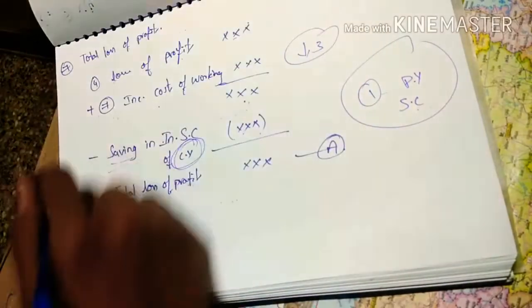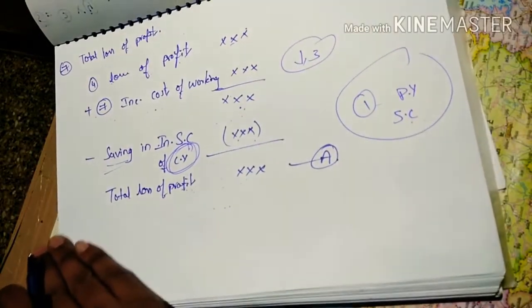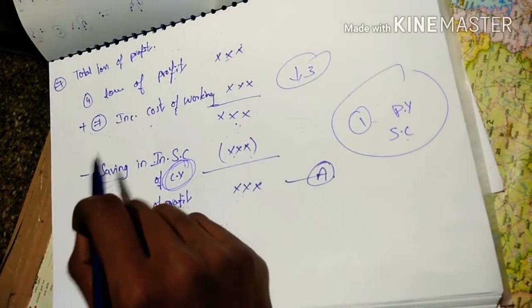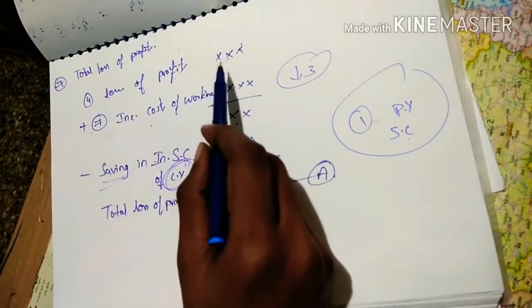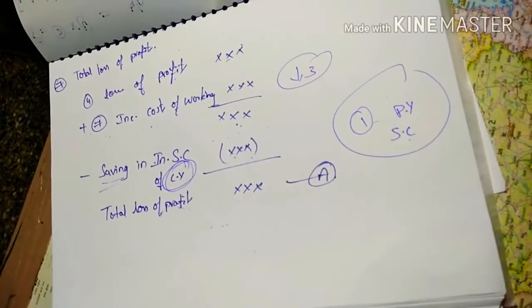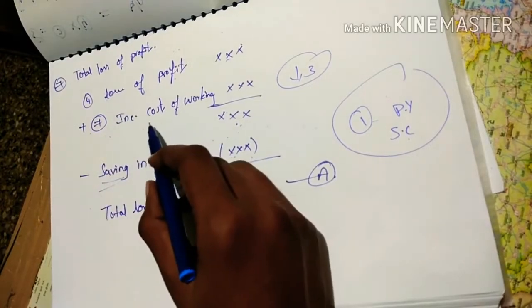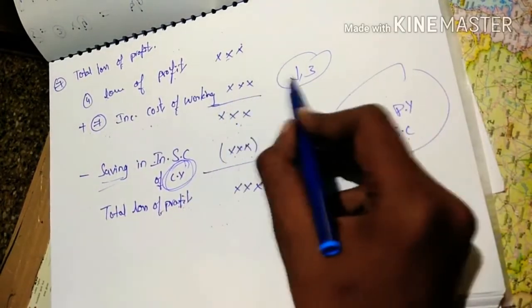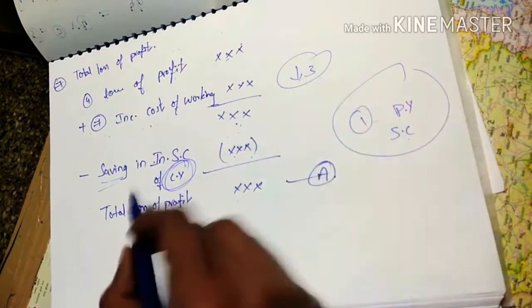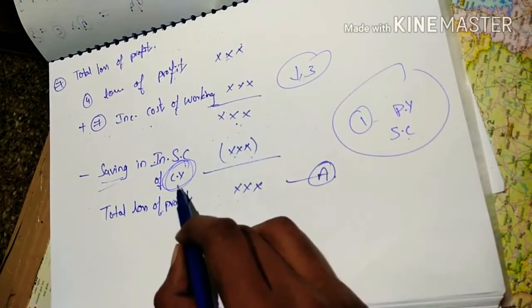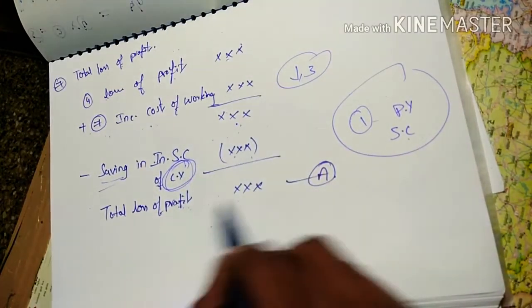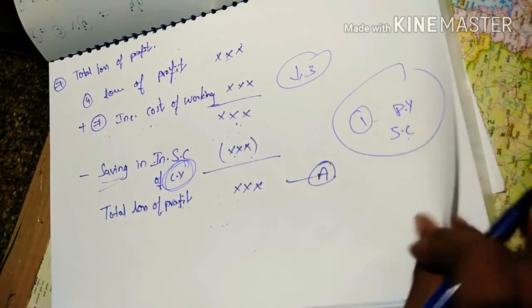Okay, then going to step 7: total loss of profit. Loss of profit is given in step 4. Then in step 6 we get the increase in cost of working, and you know it is the least of the 3. Savings in insured standing charges of the current year are reduced from here, and you will get the total loss of profit. Let it be taken as A.